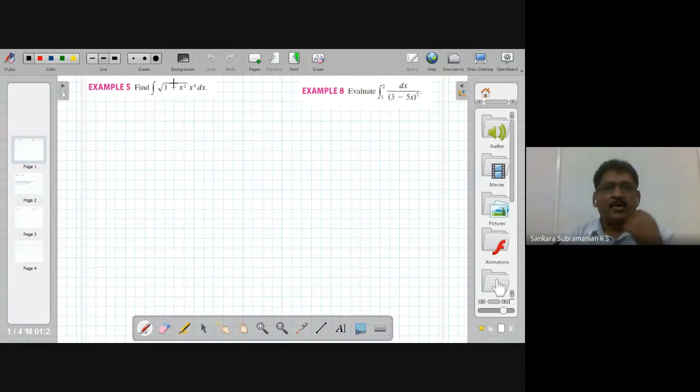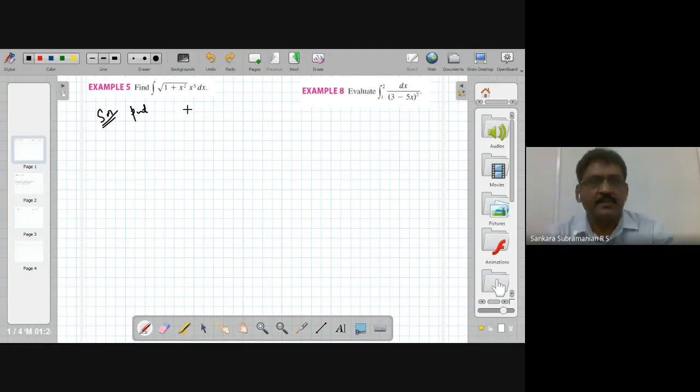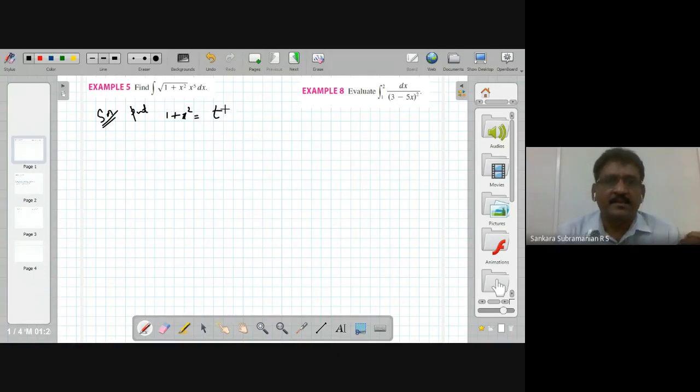So, in the morning we were discussing the substitution method for evaluating the integrals. What is the substitution we made in the morning? Put 1 plus x square is equal to, say, for example, t. So that we can get 2x dx is equal to dt, and of course x dx is equal to 1 by 2 times of dt.